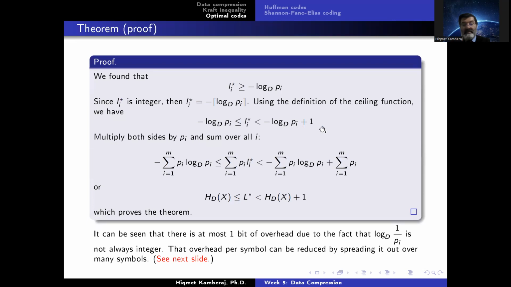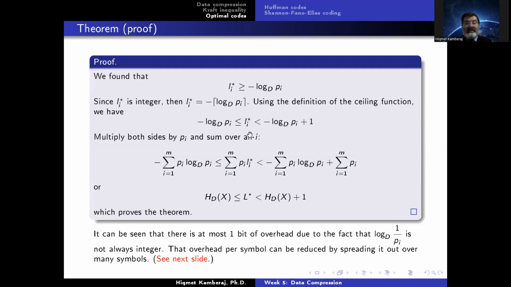We multiply both sides by p_i and then sum up over all i's. Then the left-hand side will give minus the sum over i from 1 to m of p_i log with base D of p_i, less or equal to the sum over i from 1 to m of p_i L_i star, less than minus the sum over i from 1 to m of p_i log with base D of p_i, plus the sum over i from 1 to m of p_i.